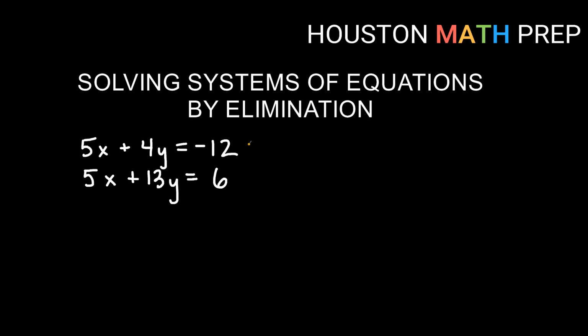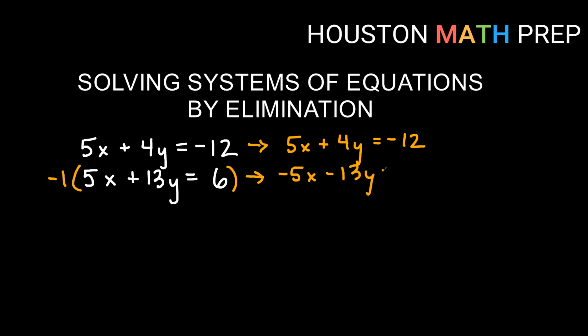So let's say I keep this one as 5x plus 4y equals negative 12. But adding another 5x to it isn't going to zero that out, right? So what I'm going to do with this one, I'm going to multiply by negative 1. That's going to change all the signs, right? That's going to give me negative 5x minus 13y equals negative 6. And the reason that's good is now I have a 5x and a negative 5x. And when I add those together, I get 0 x's. So the x's go away.